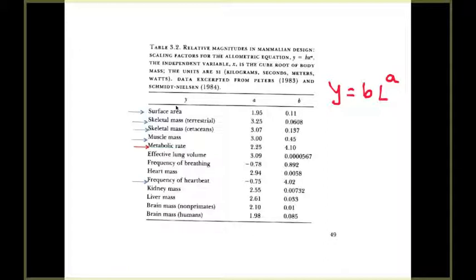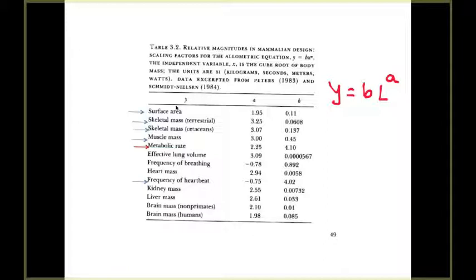Okay, so surface area. When you measure the surface area of a series of mammals and compare it to the length of the animal, you might measure the length of the neck, the height of the animal, the length of the tail, any linear dimension. If all of these animals have the same design, then that's your L, right?